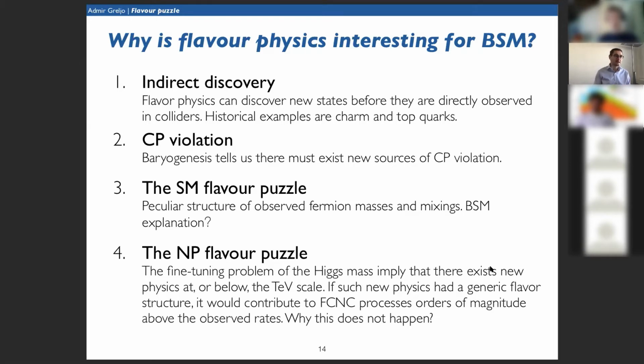This would be connected a bit to the first point. Such new physics we should have seen already. So the oscillations of B meson should have been different, for example. And this did not happen. Why this doesn't happen? This is the new physics flavor puzzle. Okay, so these are these 4 interesting things.